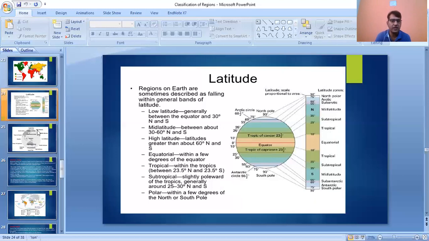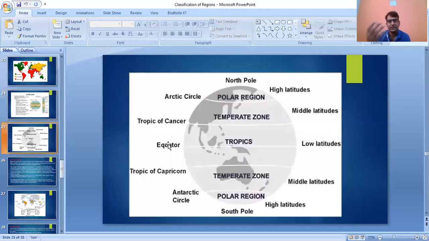So this is also another description. We have the equator. Very close to the equator, we have the tropics, Tropic of Cancer in the north and Tropic of Capricorn in the south. Then we have a temperate zone, which is in the north side of the Tropic of Cancer. Then we have a polar region. So either you have this description where you can say equator, Tropic of Cancer, Arctic Circle, and the North Pole, or you can have low latitudes, mid latitudes, and high latitudes.